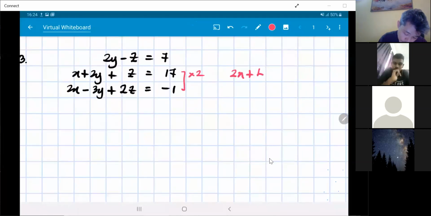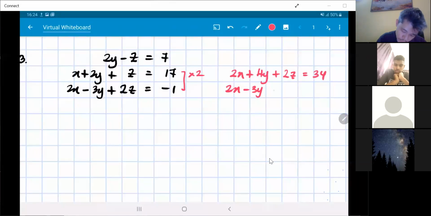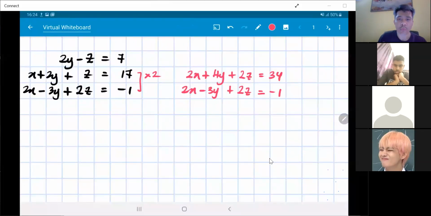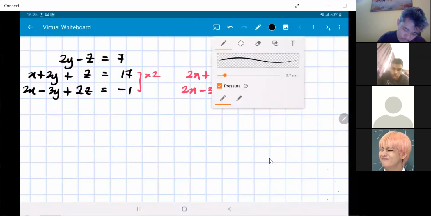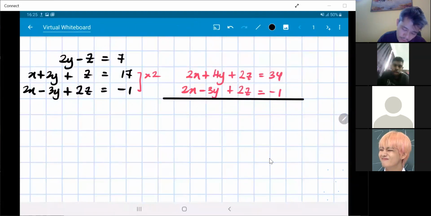So when this happens, I have 2x plus 4y equal to 17 times 2 is 34. The bottom one no need to multiply because it's already 2x minus 3y. Hang on, I forgot something. Plus 2z equal to 34. And then this one is plus 2z equal to negative 1. Okay? So as I said, we maintain 2, remove 1. This one, the question already picked for you. They already picked for you to maintain y and z. We want to remove x. Okay? So that means now I need to draw a line and I need to decide whether it's a plus or a minus.